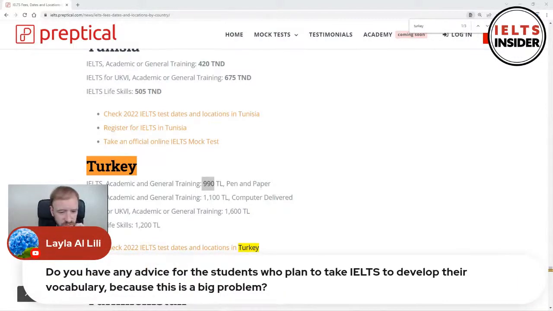Do you have any advice for the students who plan to take the IELTS to develop their vocabulary, because this is a big problem? Yeah, IELTS will develop a high level, high vocabulary.